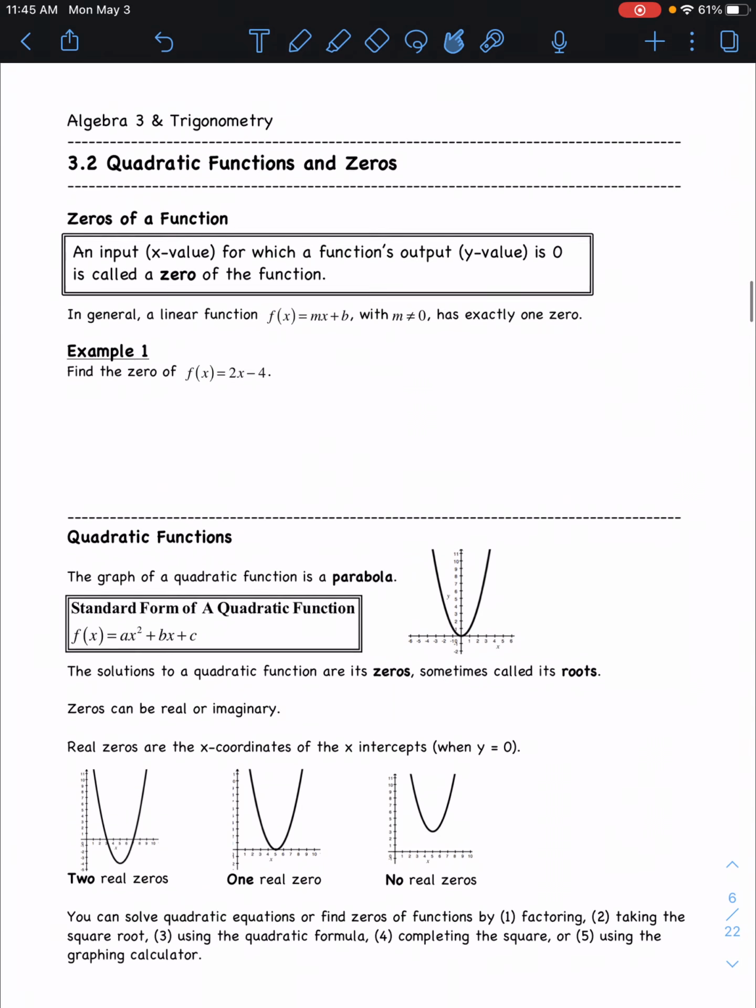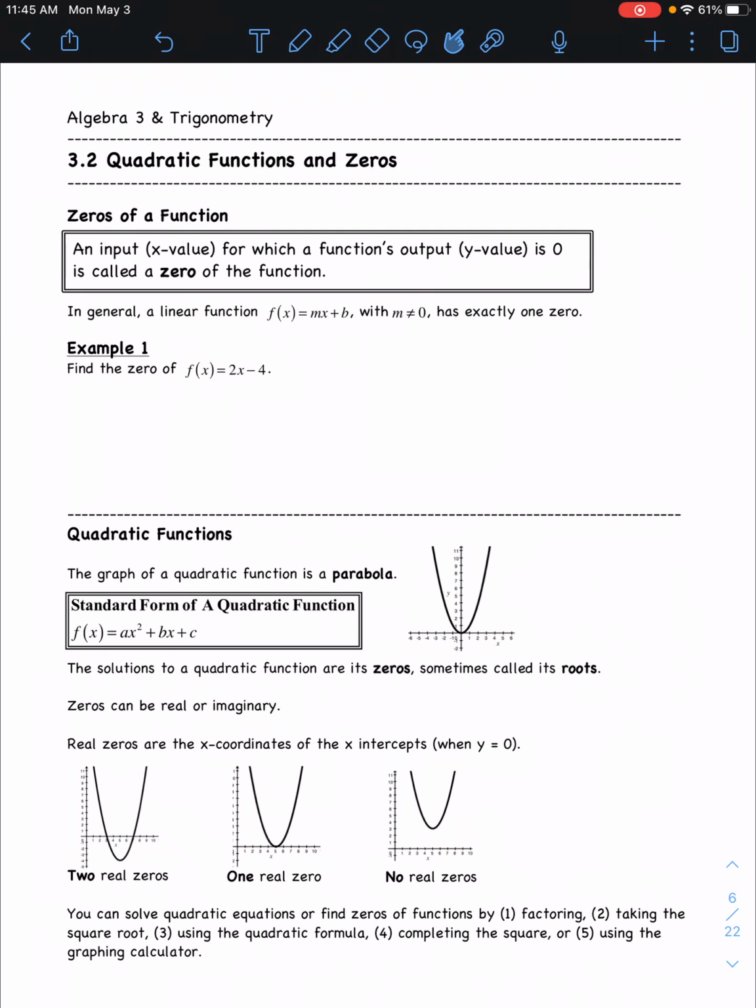Now we're going to use a little bit of different terminology today. The first one being zeros of a function. A zero is the number at which a graph would cross the x-axis, so also known as an x-intercept. An input x value for which a function's output y value is 0 is called a zero of the function. So as I said before, it's essentially an x-intercept.